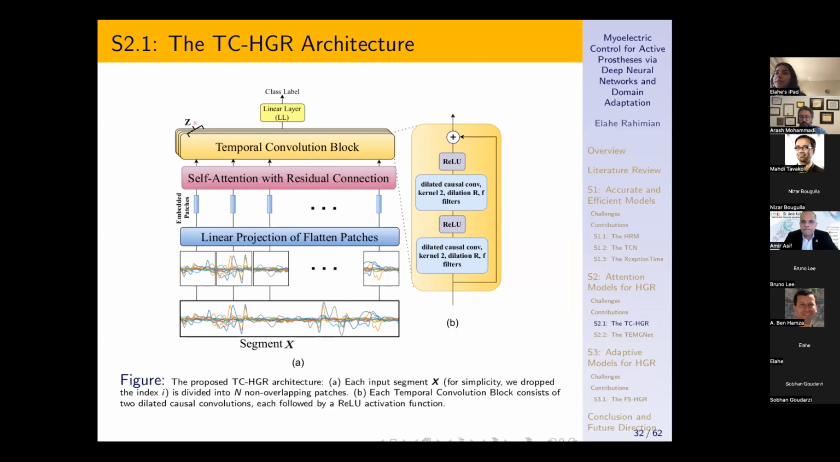After we collect SEMG data, we should segment those signals by a window. So after segmenting, we have segment X, and we are patching this segment, and we have two main building blocks here. The first one is self-attention, and the second one is the temporal convolutional block.